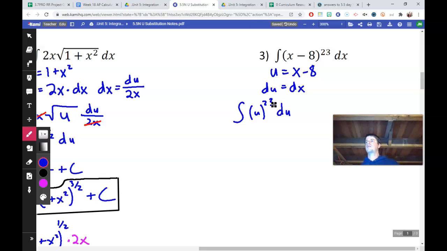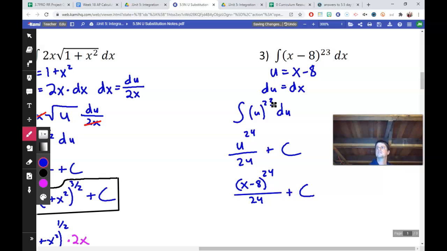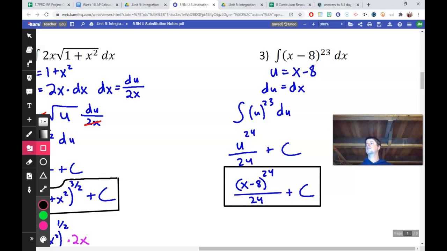Now we can integrate. So add 1, divide by that number, and add your constant. Now, I need to substitute this back in, so I'm going to have x minus 8 instead of u to the 24th power, all divided by 24 plus c. And at this point, I'm going to kind of stop writing down the check, okay? You can kind of eyeball this and see, all right, if we took the derivative, 24 would come out in front. 24 divided by 24 is 1. So we get x minus 8 to the 23rd power. That's what we started with, so we're good.